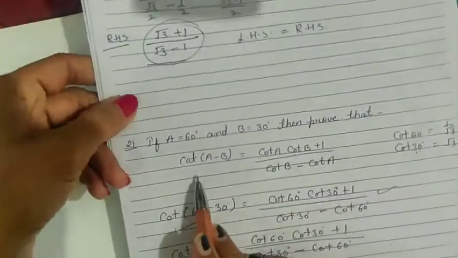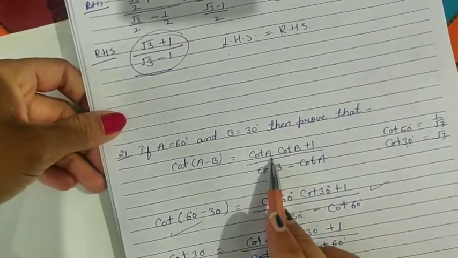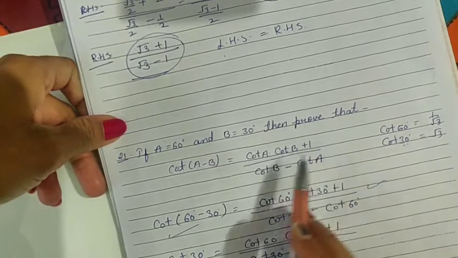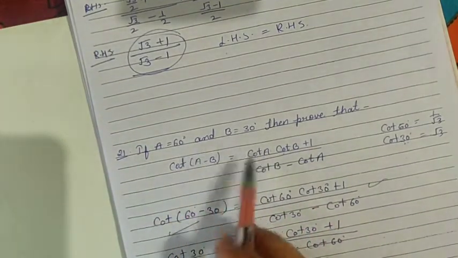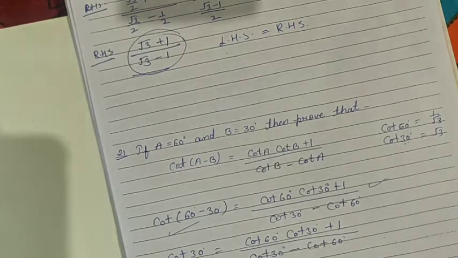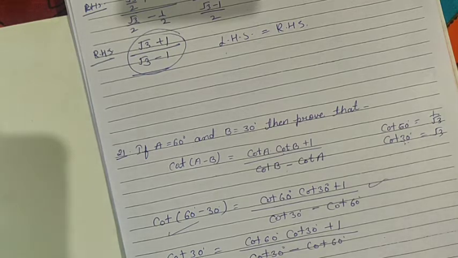So cot A minus B is equal to cot A into cot B plus 1 upon cot B minus cot A, for A equal to 60 and B equal to 30. Okay students. So this is your exercise 6.1. Now you can solve your exercise easily. Students, if you face any problem in this exercise, then you can ask me.